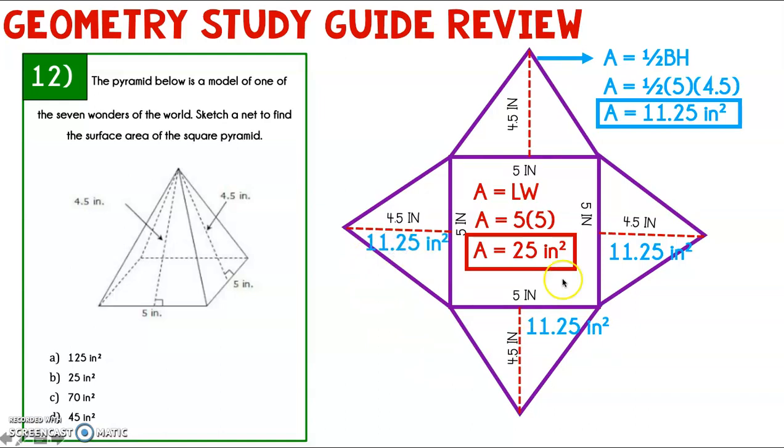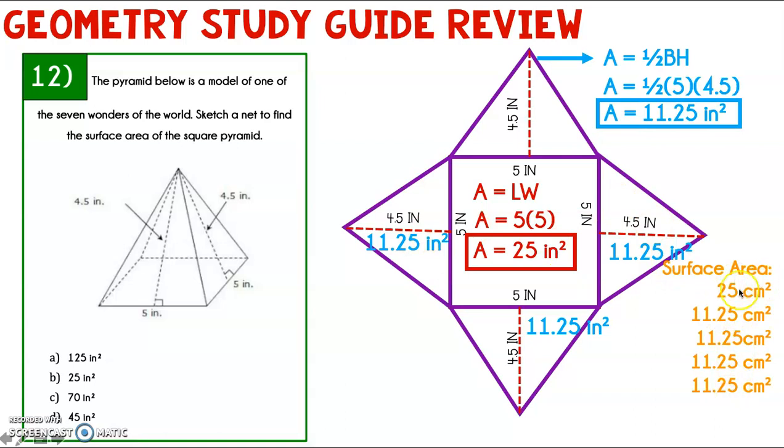To get our surface area, we're going to add them all up. We had 25 inches squared, sorry, I said centimeters, it should say inches squared, for the base, then 11.25, 11.25, 11.25, and 11.25 for all of our triangular sides. So when we add all of those up, we get 70 inches squared. So you should have had C, 70 inches squared for your surface area.